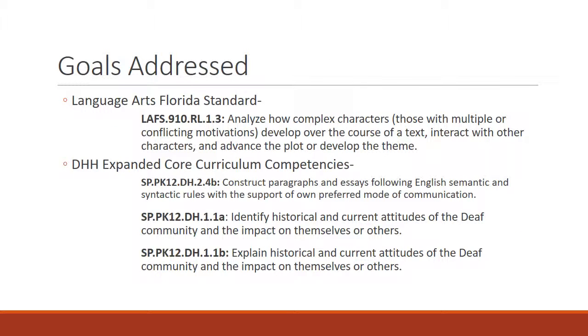So please take a moment to read the goals that are listed on this slide. There is the Language Arts Florida Standard and the DHH Expanded Core Curriculum competencies that were addressed throughout this unit.